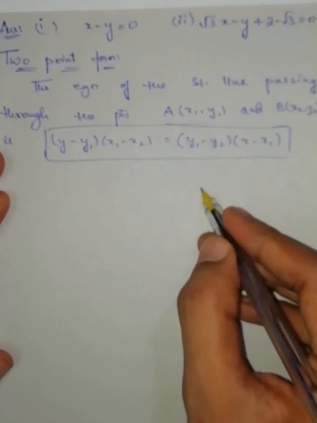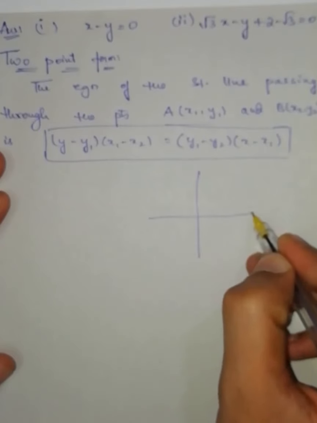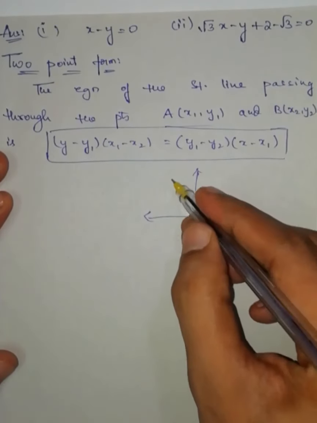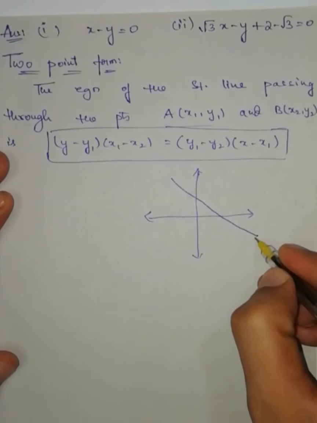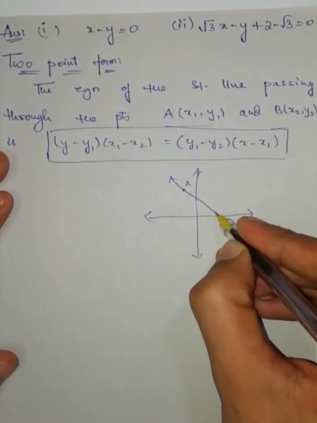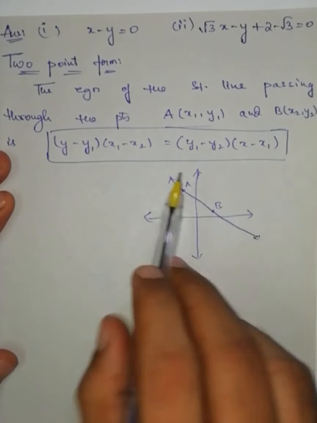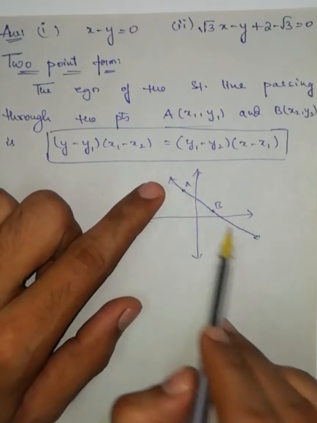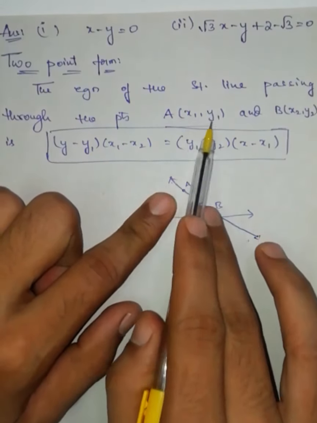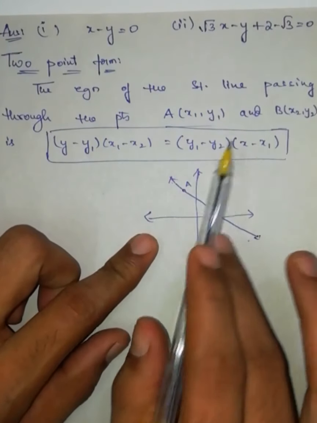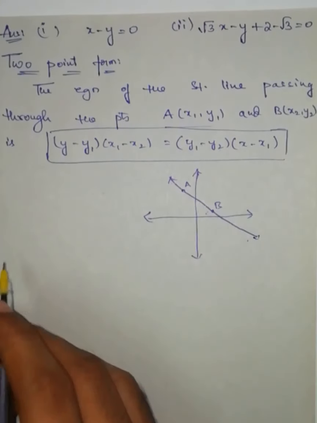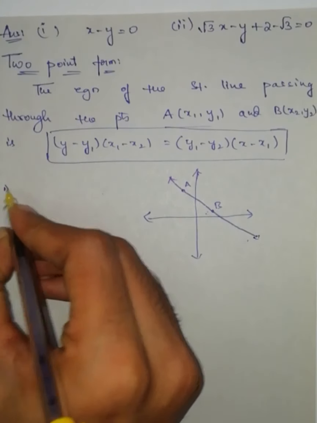This is the coordinate axis. Let us take any straight line, and we know that this line has 2 points A and B. If we know the 2 points, that is A is x1 comma y1 and B is x2 comma y2, then directly we can substitute in this formula and we can get the equation.